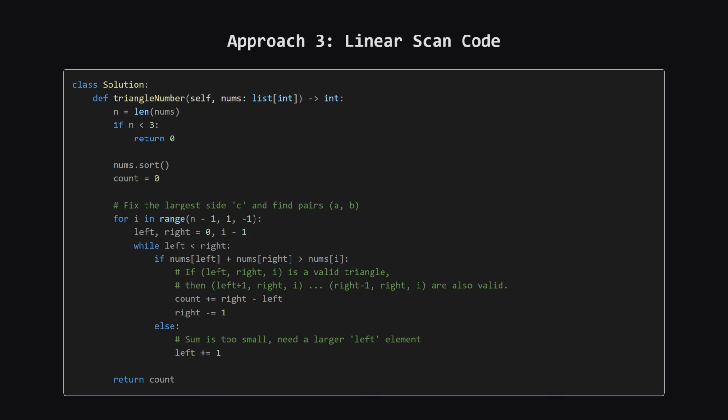And here is the code for the 2-pointer approach. We sort the list. Our main loop for index I starts from the end and goes down to index 2. Inside, we initialize our left and right pointers. The while loop runs as long as left is less than right. We check the sum. If it's big enough, we add the difference, right minus left, to our count and decrement right. Otherwise we increment left. This process efficiently finds all valid pairs for each potential largest side.